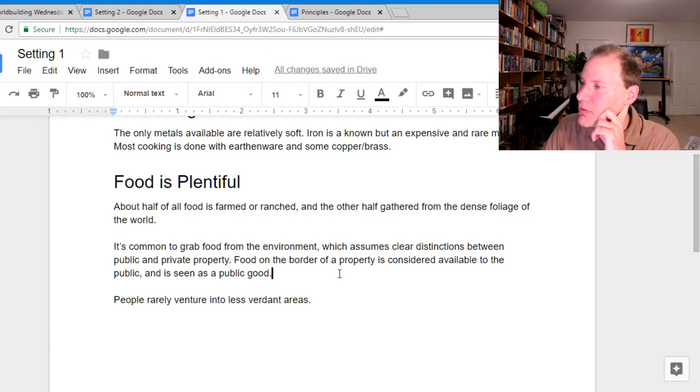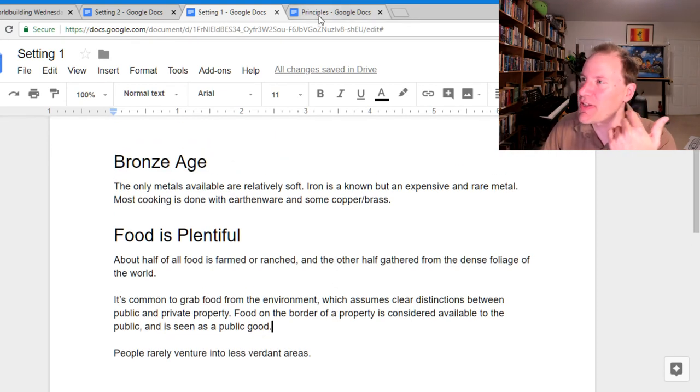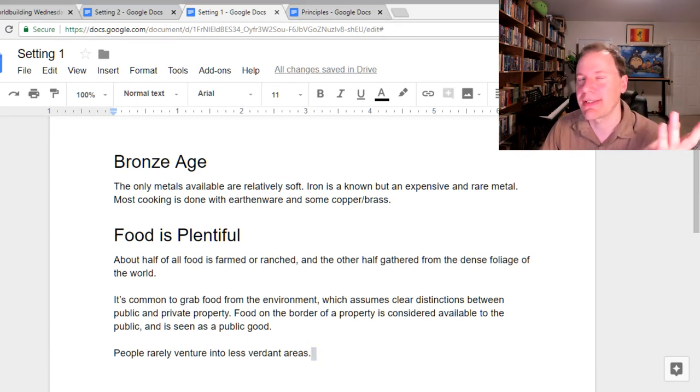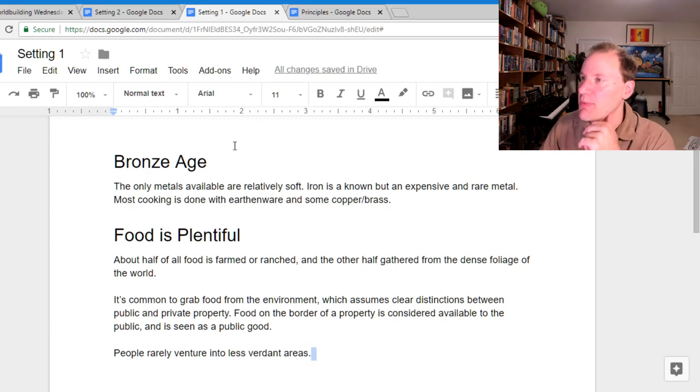And there's just a lot of it out there. And so people rarely venture into less verdant areas. It's just uncommon. So we have this sense of this almost Garden of Eden environment, where folks can just explore, or where folks can just, you know, eat whenever they want to, drink whatever they want to, and it's a very safe environment for humans, so to speak.